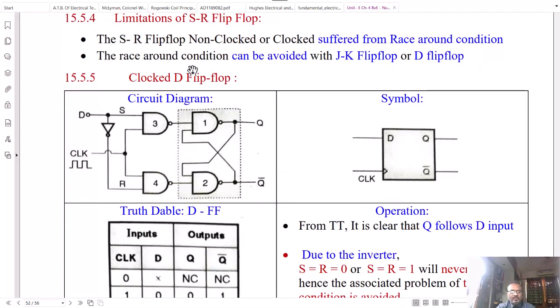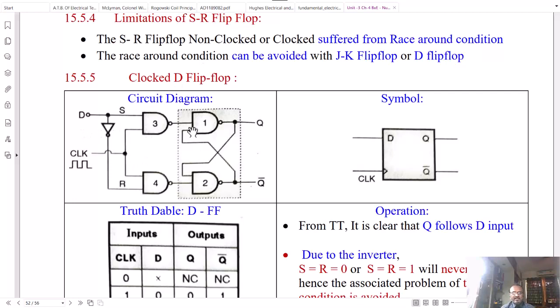Limitations of SR flip-flop. SR flip-flops, whenever they are level triggered, suffer from race condition, means they will toggle more than once as long as the clock level is present at the clock input, and therefore this race around condition can be avoided by converting the SR flip-flop to JK flip-flop or D flip-flop.